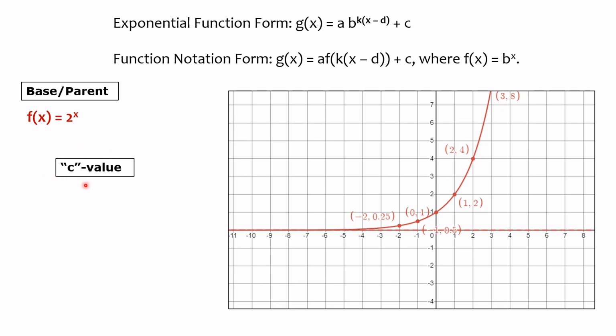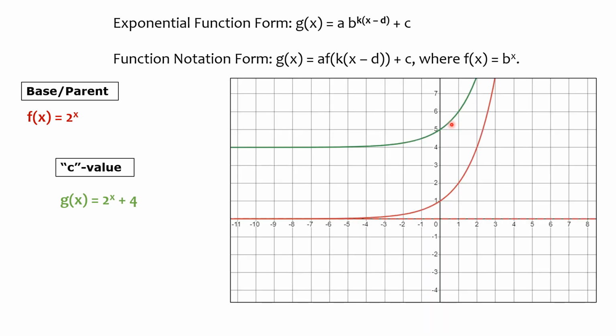So the first thing we're going to talk about is the c value. Looking up here, here's where the c is. The c value has the same operation as it does for any function. So I'm going to add a number on the outside here, the c value. In this case, we're going to add a 4. And that's going to take everything you see here and lift everything up 4 units. So this point (1, 2) is going to go up 4 units: 1, 2, 3, 4, and it's going to land right here.